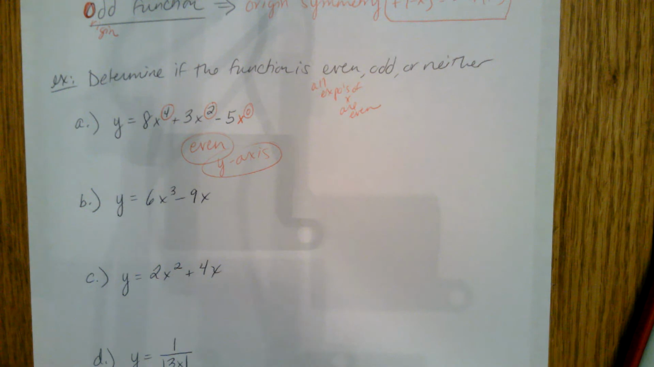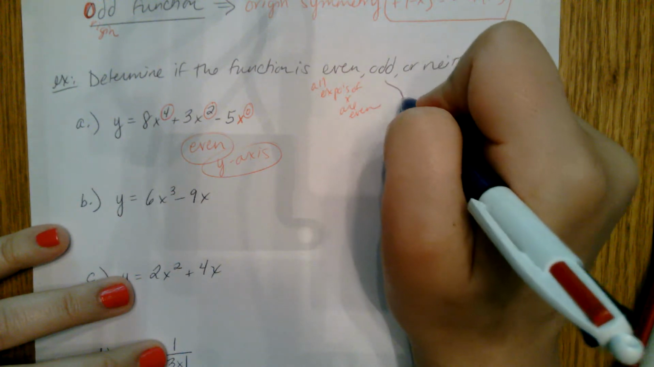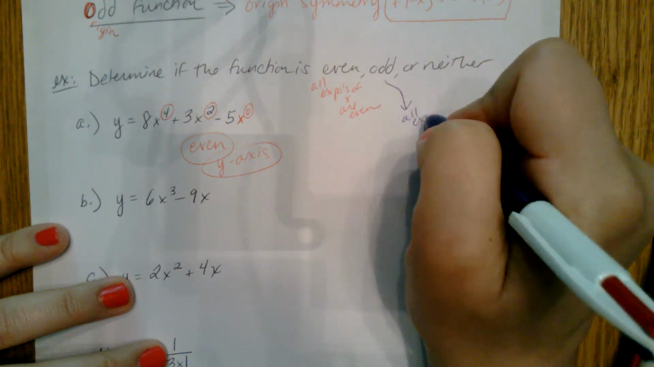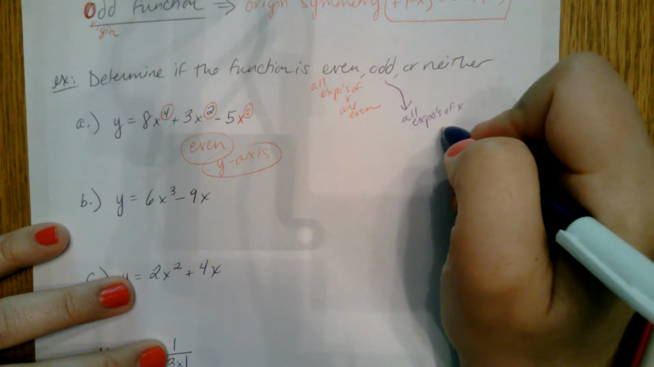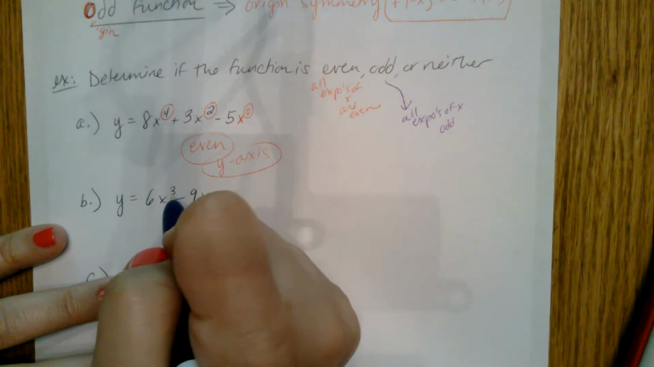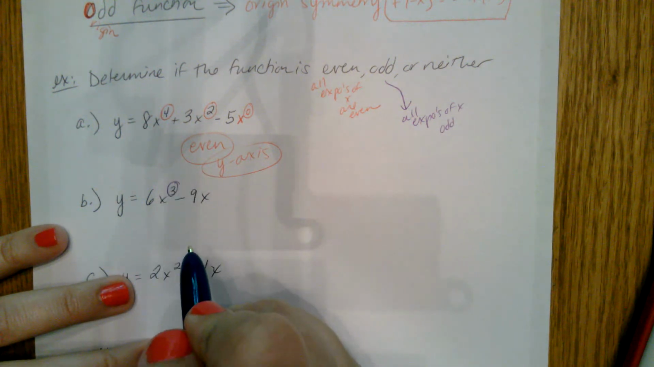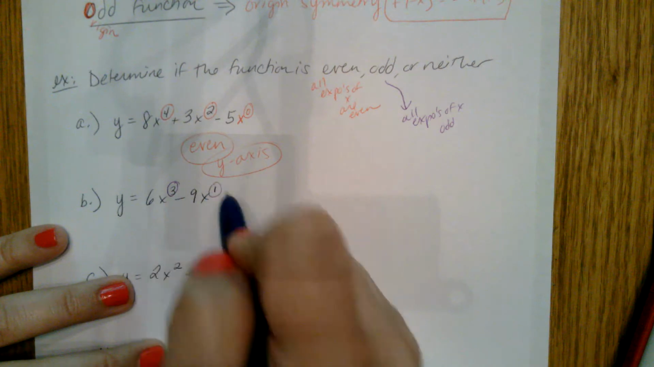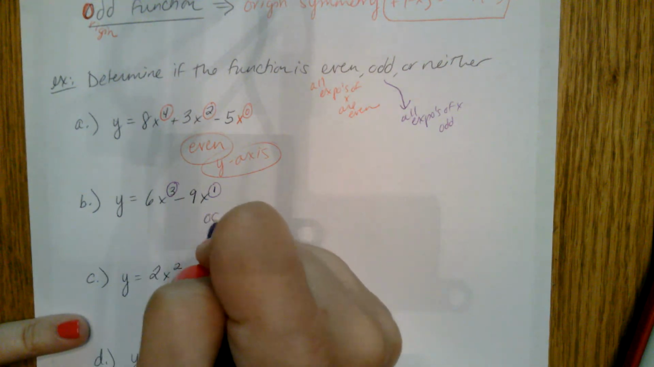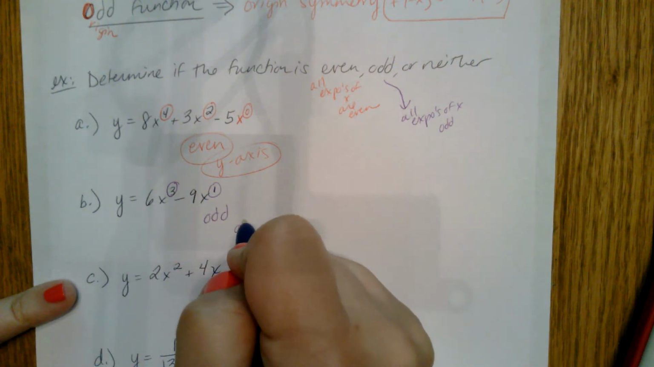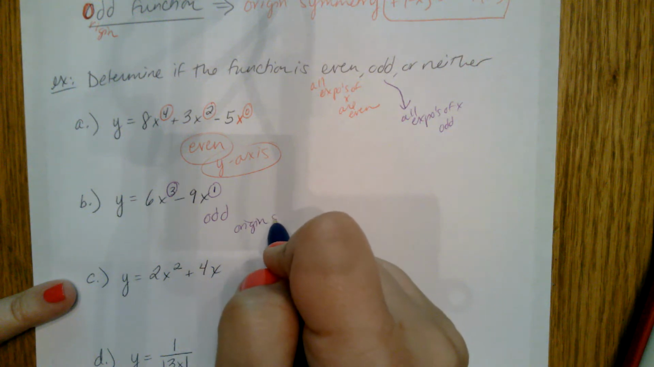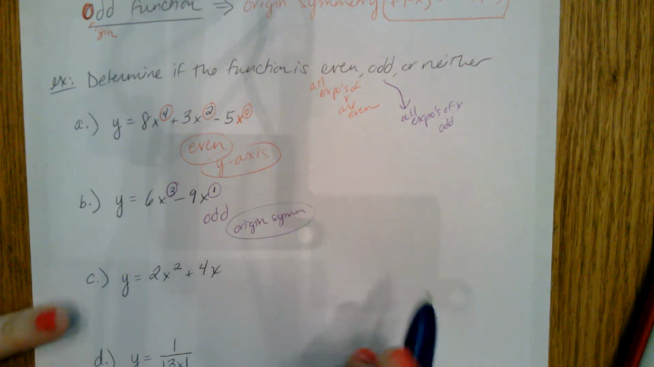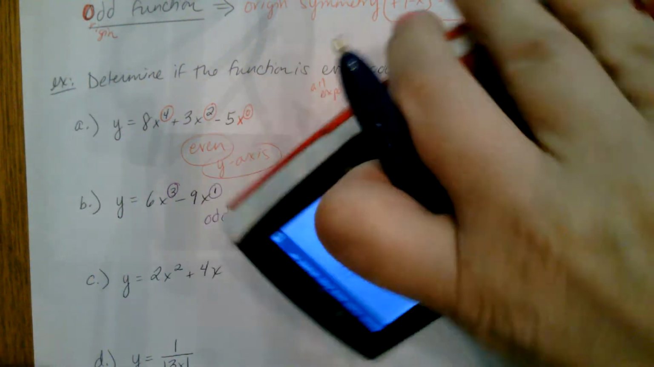So if that's the case for even, what do you think the case would be for odd? You guessed it. All the exponents of x would be odd. So let's see right here. This is 3, this is to a 1. We just don't usually write it. So this is odd, which means it has origin symmetry. And again, origin symmetry is where you can flip it upside down and it looks exactly the same.